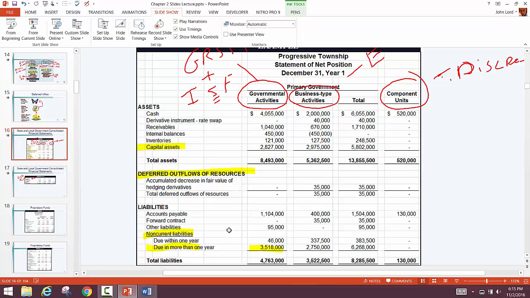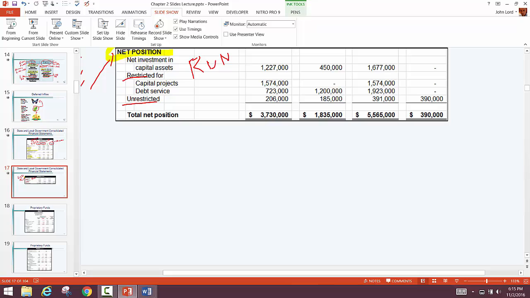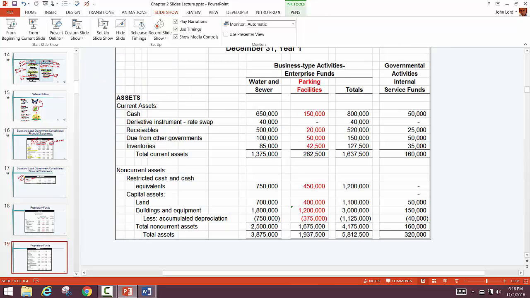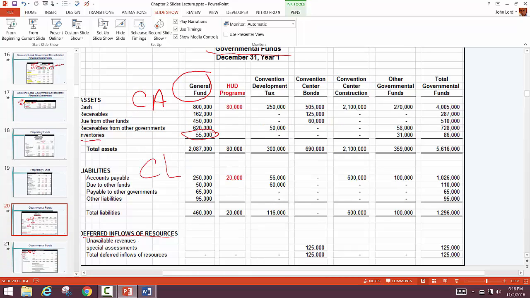Now, if we try the same thing with the governmental activities column, I come all the way down to my net position, which is 3,730,000. Can you see my cursor up there? See that 3,730,000? Okay, good. Now I come over and there are my proprietary fund statements that we were looking at a minute ago. But now I have my governmental fund statements, don't I? My general fund, special revenue fund, debt service fund, capital project fund, etc., right?